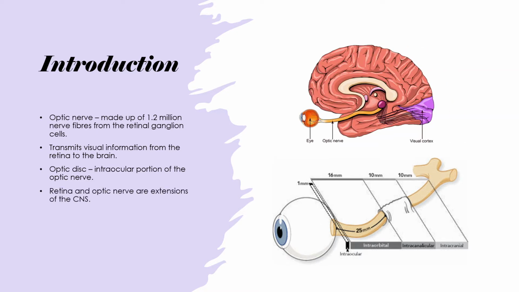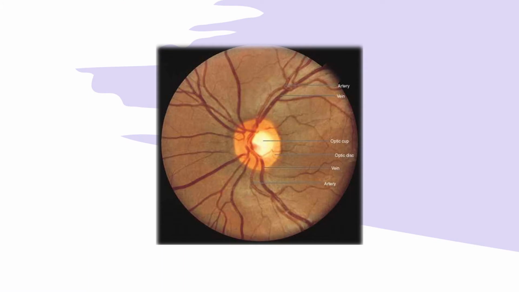The retina and optic nerve are extensions of the central nervous system, and in fact, they are the only structures of the central nervous system that can be directly visualized. Thus, they are known to be windows to the brain. Recognizing optic disc swelling is important because not only a patient's vision but also maybe life depends on a timely diagnosis.